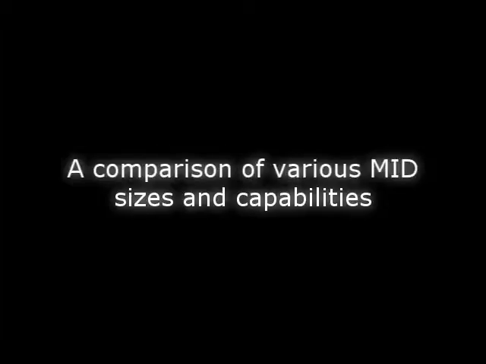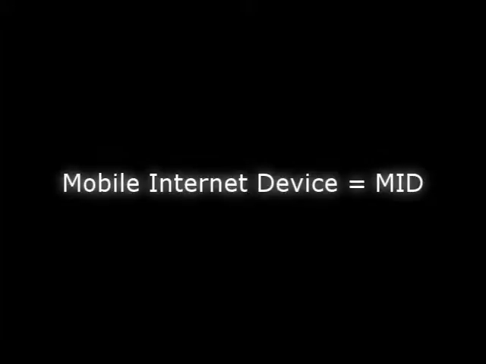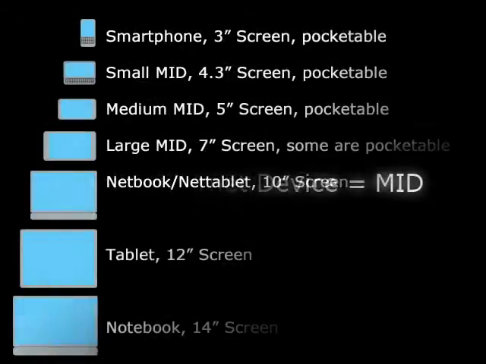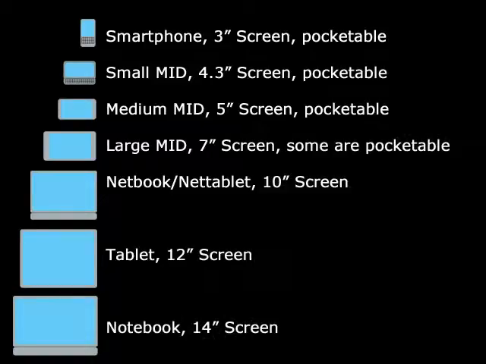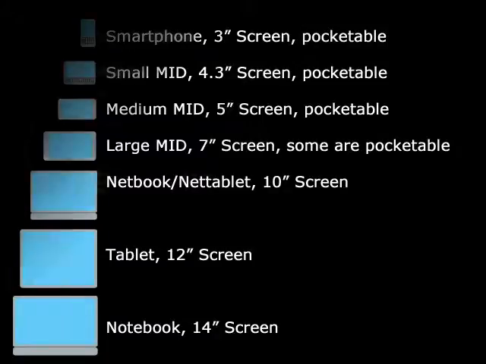The purpose of this video is to provide a brief overview of various MID device sizes and capabilities. During this video, we will be referring to mobile internet devices as MIDs. Here you can see a number of devices ranging from a smartphone all the way up to a notebook. MIDs fit somewhere in the middle with a 4 to 7 inch screen measured diagonally. All the devices we will be reviewing in this video include Bluetooth, Wi-Fi, and cellular data connectivity.